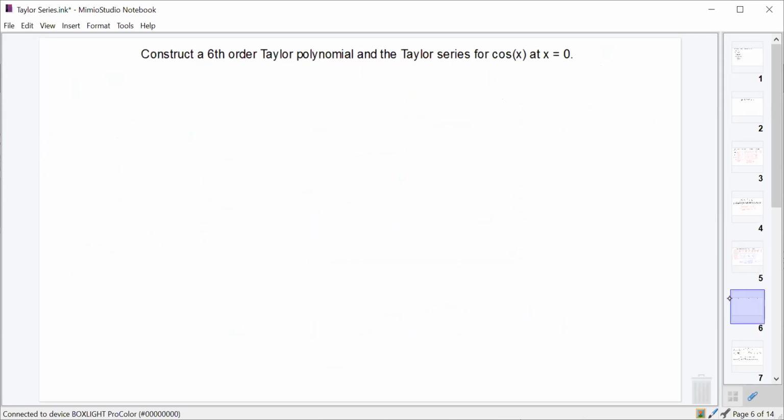Let's see if you guys can construct a 6th order Taylor polynomial for cosine and then the Taylor series for cosine. I'll have you guys do this one on your own.